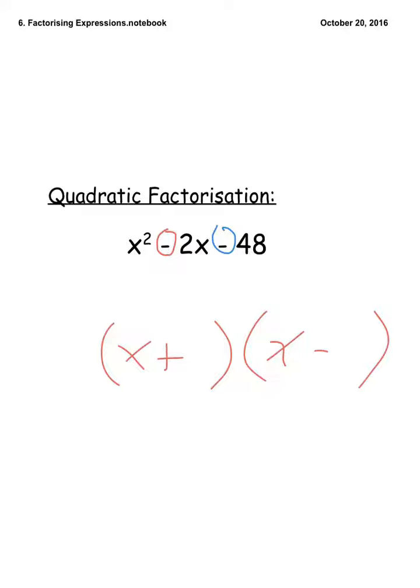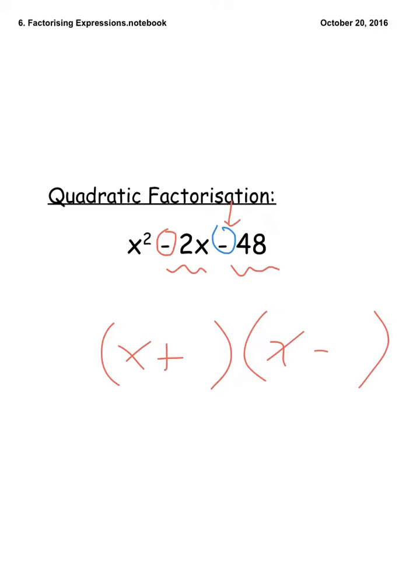So we're looking for two things that times together to make 48 that have a difference. That tells us it's got to be a difference of 2. Well, the things that times together to make 48 are 1 and 48. They have a difference of 47. That's no good. 2 and 24. They have a difference of 22. That's no good. 8 and 6. Oh, that one works. 8 and 6 are 2 apart.